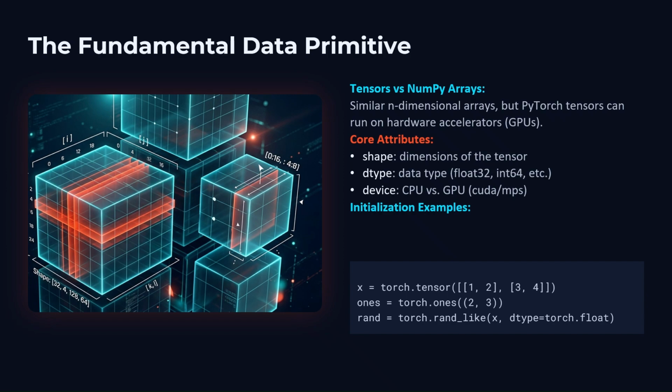As you can see here, these are some examples of how to instantiate tensors. This will create a 2 by 2 tensor. It will be 1, 2, 3, 4. And then we can also make a ones tensor, which is all ones. It'll have 2 rows and 3 columns. Then we can even make a random tensor.